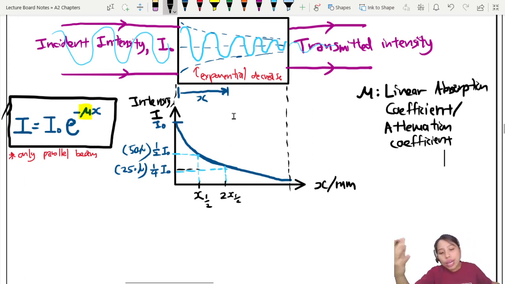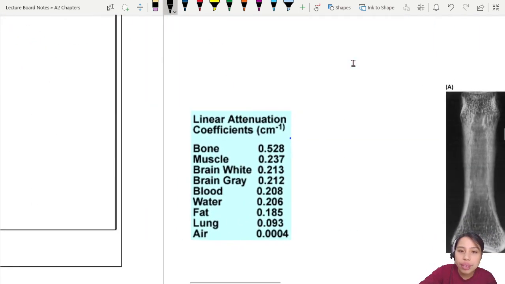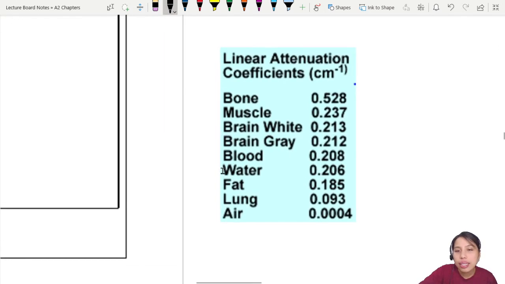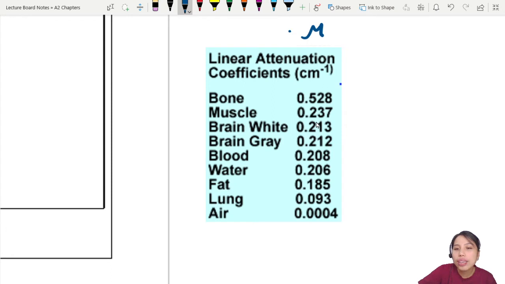Different parts of the body, do you think they all have the same mu as the X-ray passes through? No. That's how you tell different parts. You measure the intensity coming through, and you can tell what you just passed through. So these are all your mu values. Each part of the body has a mu. Which one has the highest? You look and see. Ooh, do you see the biggest value? Bone. So this one has the highest absorption or attenuation coefficient.